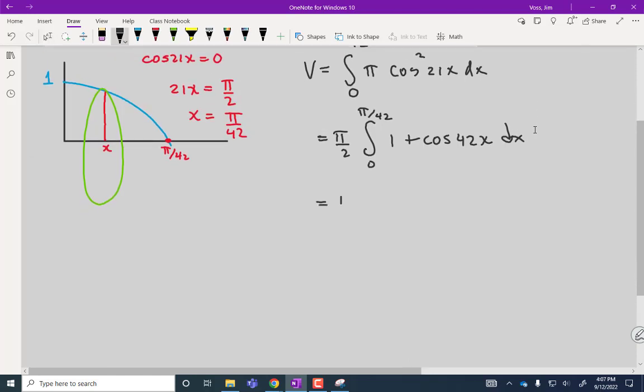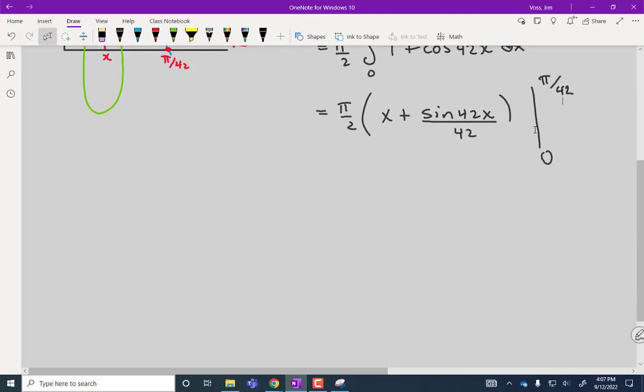We will have pi over 2 multiplied by x plus the integral of cosine. Derivative of sine is cosine, so the integral of cosine is sine. And then we have to use the reverse chain rule, so we've got to divide that by 42. And this will go from 0 up to that pi over 42 value. Plugging in 0 gives nothing, so all we have to worry about is that pi over 42 business. So that will be pi over 2 multiplied by pi over 42 plus sine of pi, which is 0. Everyone agree? Pi is on the left edge of the unit circle, so that sine is 0. And so we get pi squared divided by 84.